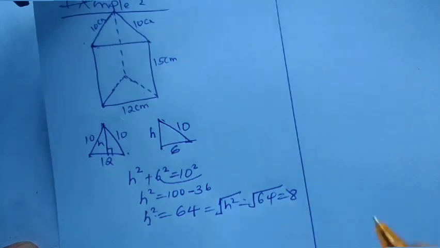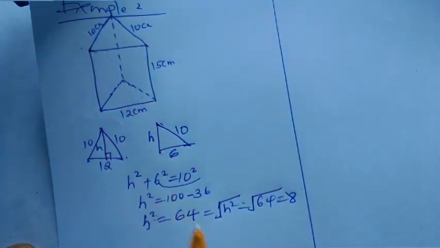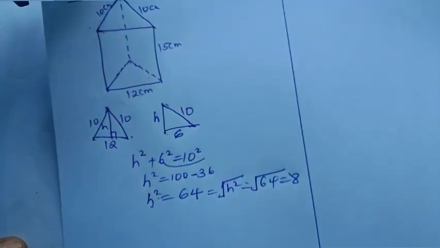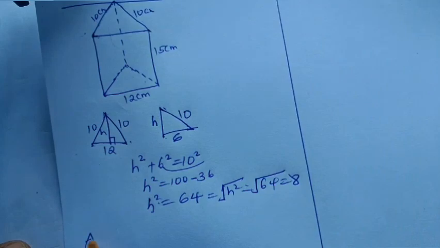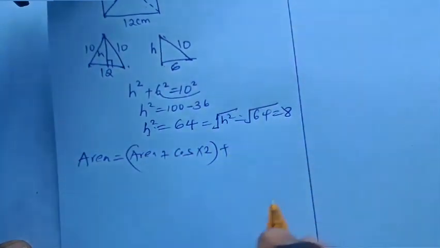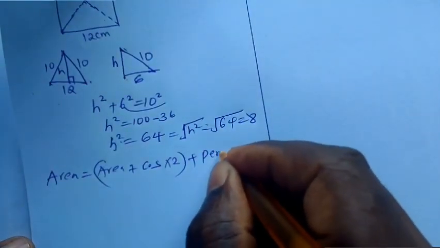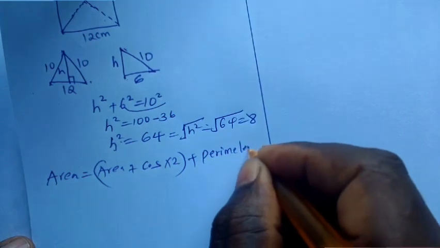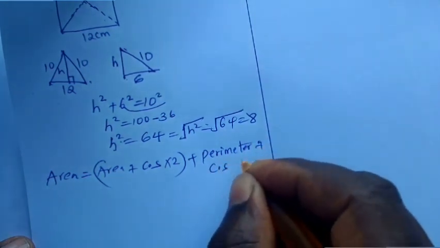And that gives us our height. Now calculate the area of cross section. So the formula is area will be equal to area of cross section times 2, then plus perimeter of cross section times length.